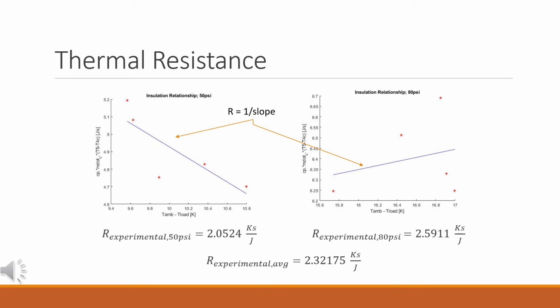Thermal resistance was found experimentally using the thermodynamic energy balance across the block. Comparing the heat transfer rate of the fluid's flow to that of the ambient heating, an inverse relationship was determined by averaging data across the 50 psi and 80 psi steady-state loads. This value is approximately 2.32175 Kelvin seconds per joule.